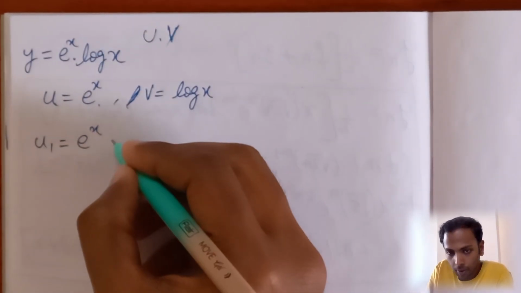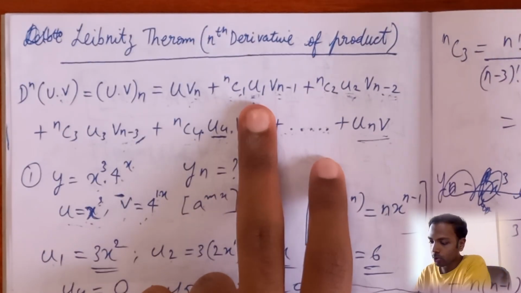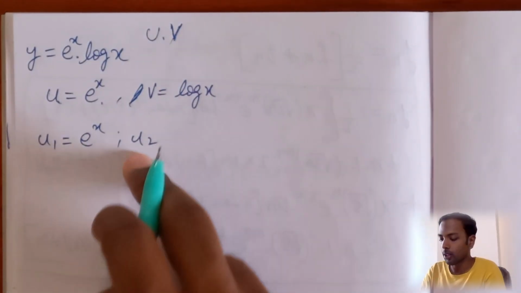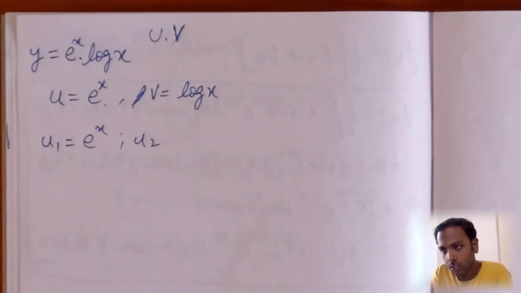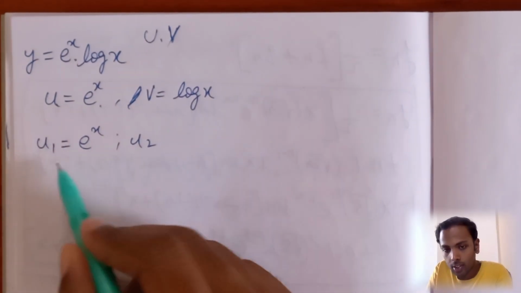So u1 would be e power x. And then u2 would be, because we need u2 also. We need u1, u2, u3, u4, and it goes so on and so forth. u2 is differentiation of u1. u3 will be differentiation of u2. u4 will be the differentiation of u3. So u2 is the differentiation of u1.